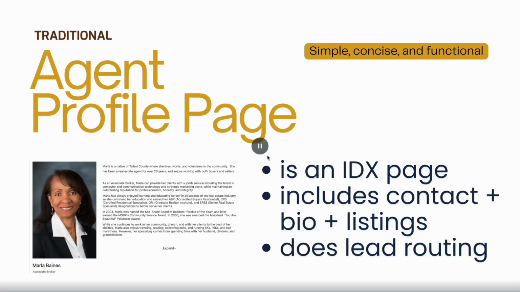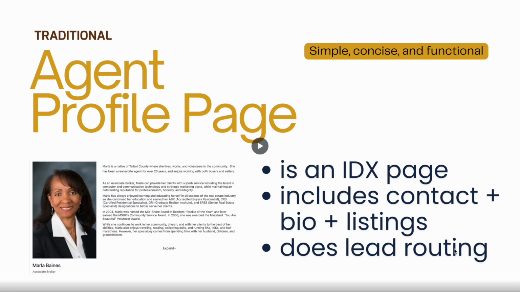Okay, so to get started, the traditional or standard way to do this is using the agent profile page from IDX broker. So it has the picture, the contact info right here. It's like cut out, but it has the contact information, the email, the phone number, and whatever bio they add. Below here, you can see the listings active for this agent as well. And we'll get to the real life examples in just a moment. But it's important to know that this is an IDX page, meaning it uses a subdomain. It includes the contact, the bio, and the listings for that agent.